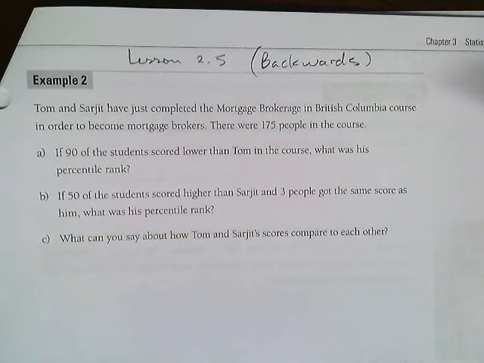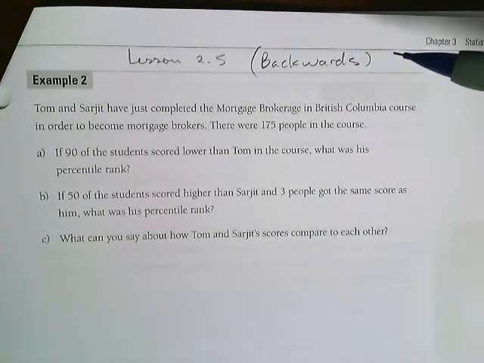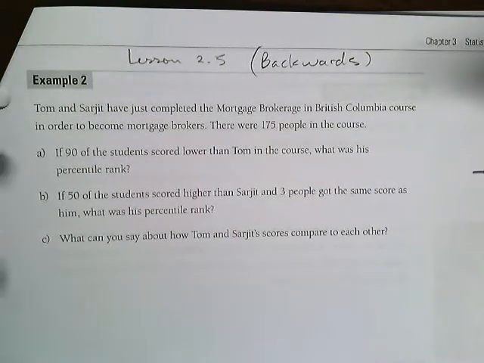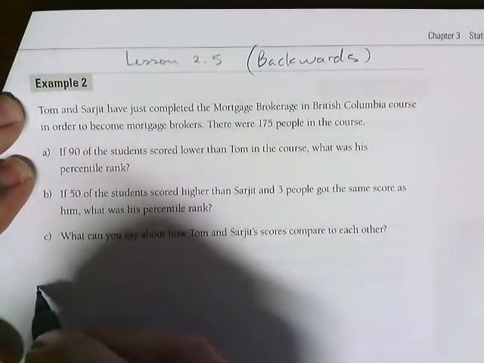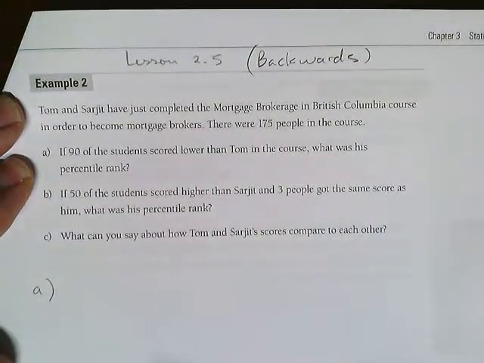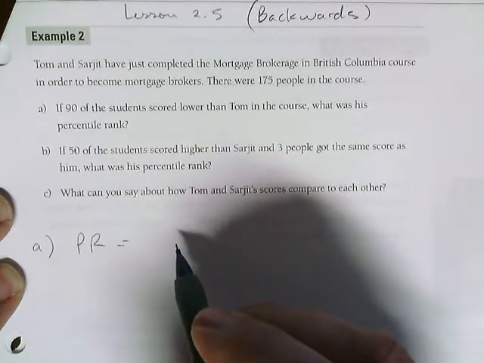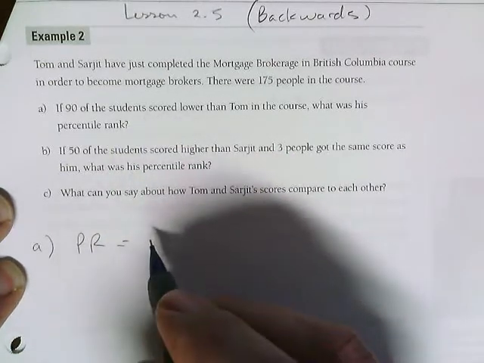Okay, so Tom and Sarjeet have just completed the mortgage brokerage in British Columbia course. In order to become mortgage brokers, there were 175 people in the course. If 90 of the students scored lower than Tom in the course, what was his percentile rank? Okay, so this might already be solved for you. If so, good for you. Just follow along. PR, and there's 90 students who scored lower than Tom, right?